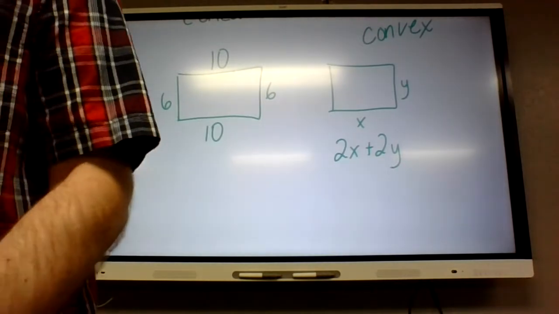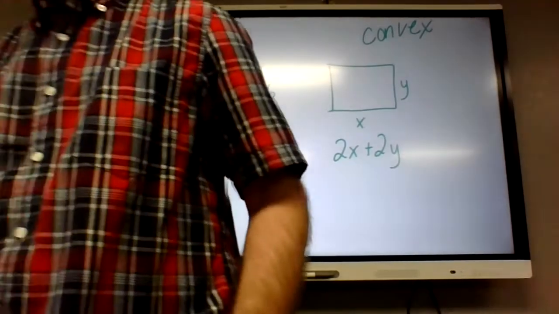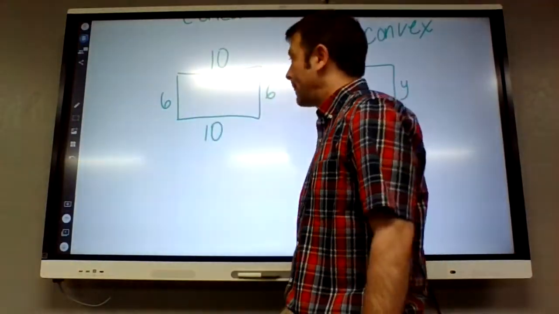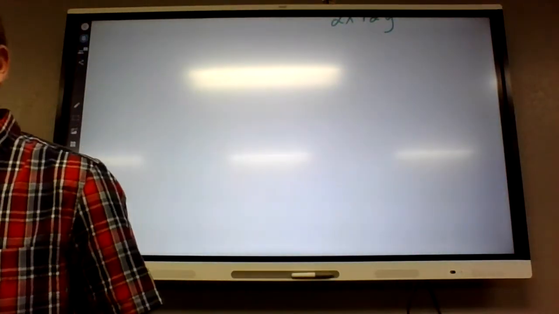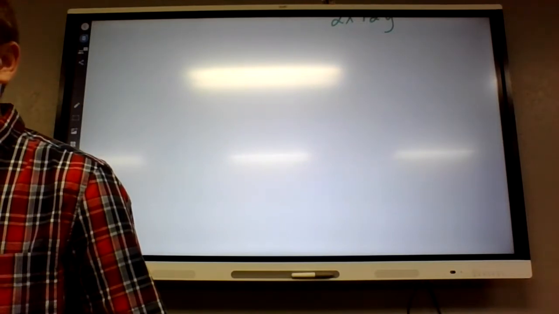All right, let's look at number one on page 35. We're gonna be doing the odds with you. Number one says, classify each figure as a curve, a closed curve, a simple closed curve, or not a curve at all. Use the most specific classification possible.